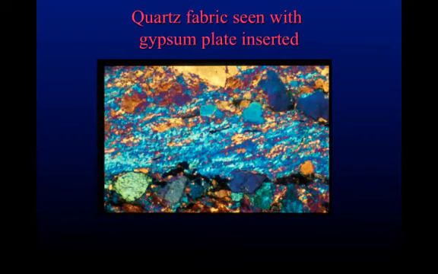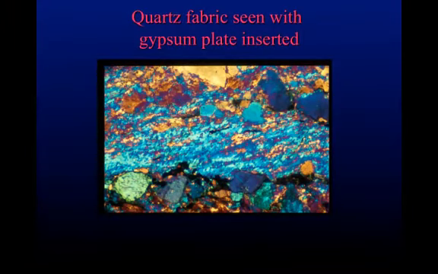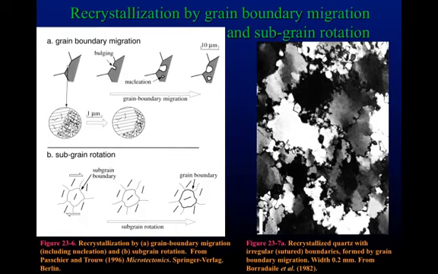And sometimes you can get a sense for the deformation within a rock by simply inserting the gypsum plate. And these are ribbon quartz, or those deformed elongate quartz crystals. And when you insert the gypsum plate, what you see is if there is a common orientation to those deformed crystals, they'll all go the same interference color at the same time. So here, all those deformed quartzes are blue. And you can try this in the rocks that you're looking at in class.